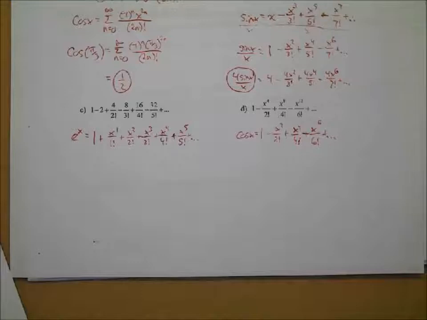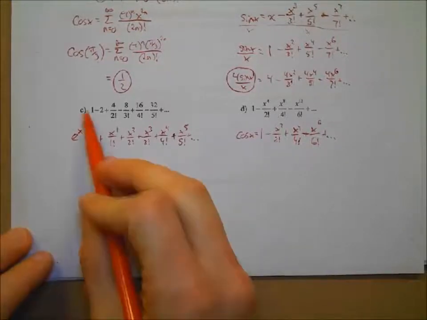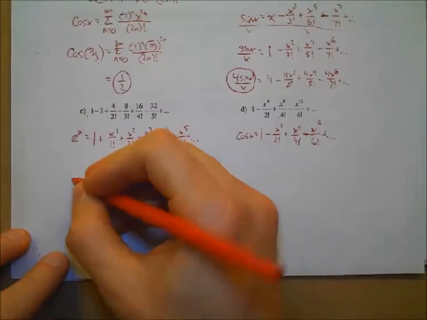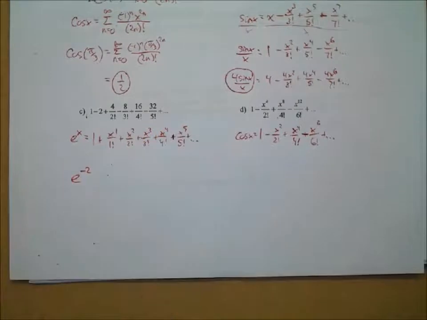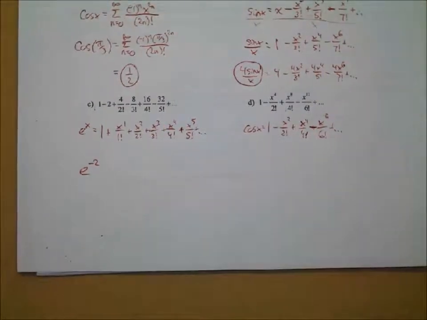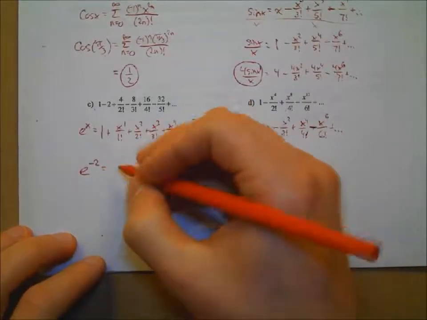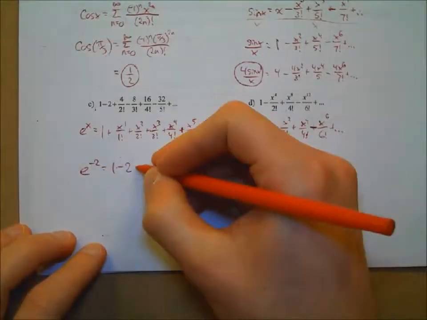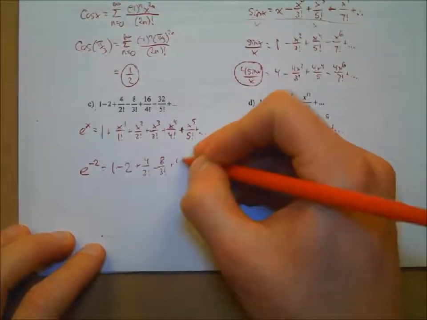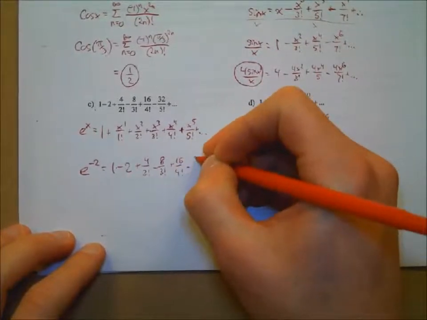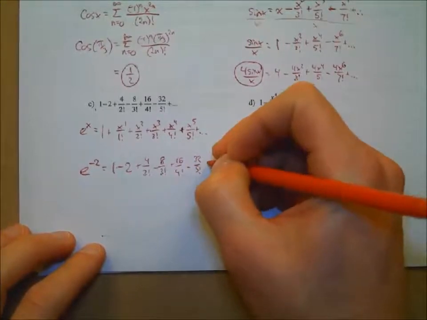All right. So, letter C, e to the negative 2 is our answer there. That would yield what we need: 1 minus 2 plus 4 over 2 factorial minus 8 over 3 factorial plus 16 over 4 factorial minus 32 over 5 factorial, etc.